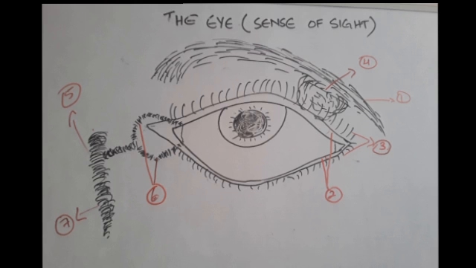Okay, and number 7 you can see is the nasolacrimal duct, that connects the ducts that carry tears towards the nasal cavity and all.